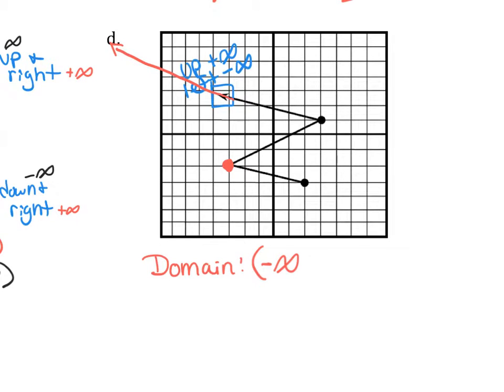But then when we go to the right, we have a stopping point right here at the x value of 3. That's the furthest right our graph goes. And it's a closed dot, so it gets a bracket.